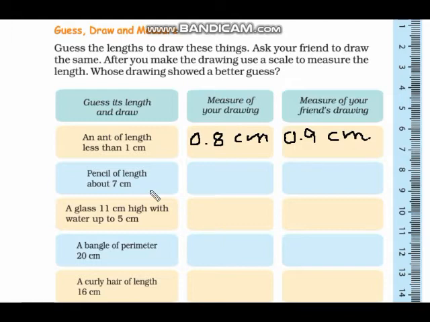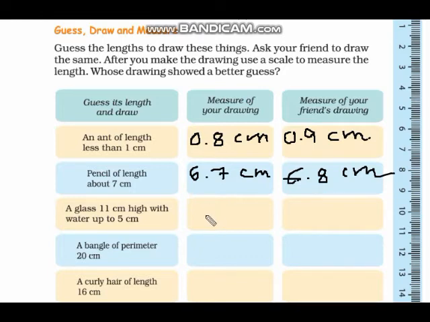Like that here also, the measure of your drawing of pencil is 6.7 cm and measure of your friend's drawing of pencil is 6.8 cm and actual length of pencil is 7 cm. So whose guess is better? Your friend's drawing showed a better guess.